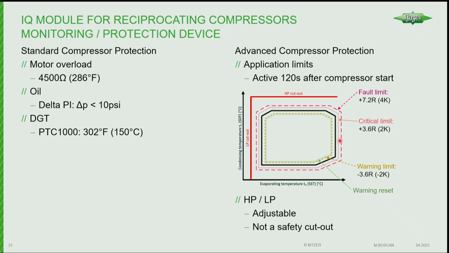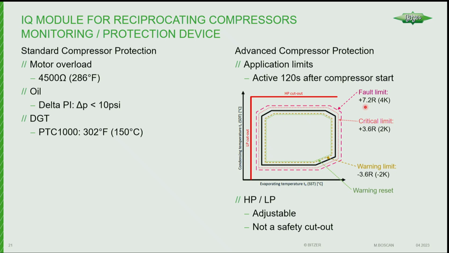If you exceed the outside pink fault line that's dashed, the compressor trips immediately. So temperature-wise, it's about 7 degrees outside of our application limit. Obviously that pressure is different for refrigerants, but it's a significant deviation from where we want the compressor to be, so that becomes an immediate fault.